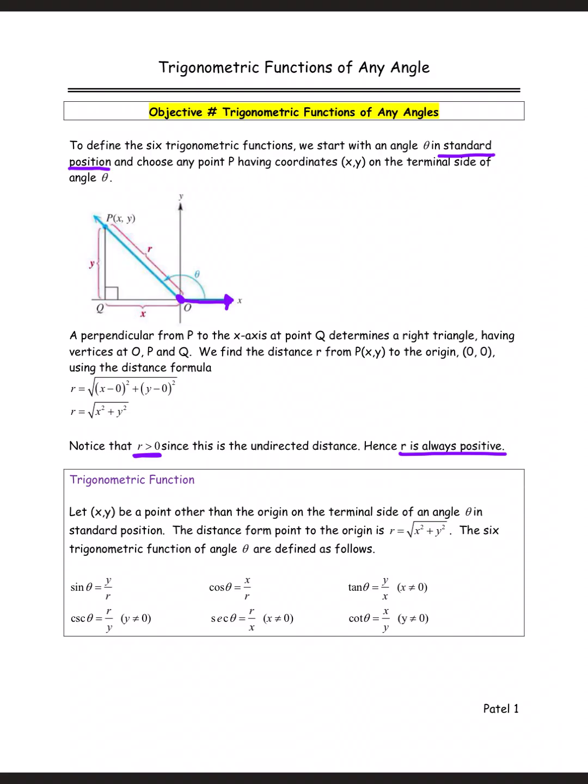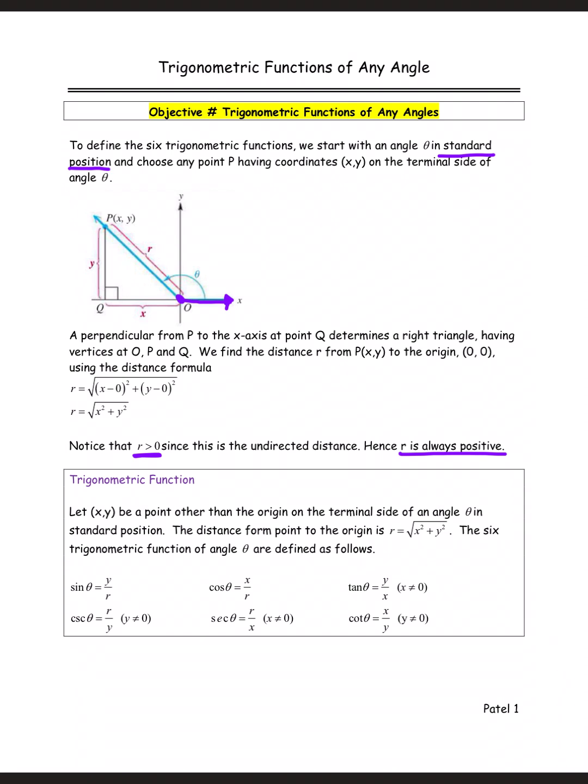So in trig functions, we have a point x, y other than the origin on the terminal side of an angle theta in standard position. The distance from the point to the origin is r equals the square root of x squared plus y squared, and the 6 trig functions of the angle theta are defined as follows. Sine of theta is equal to y over r. Cosine of theta is x over r. Tan of theta is y over x, as long as x does not equal 0.